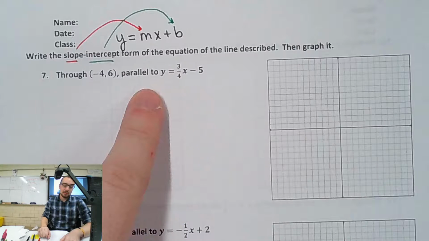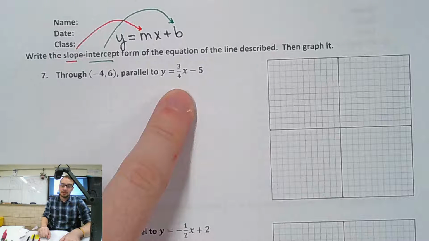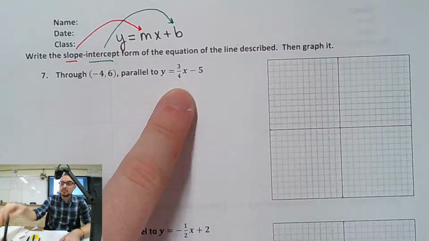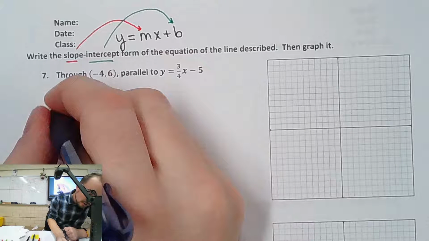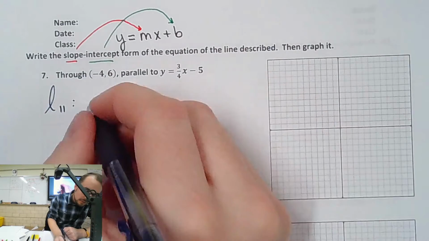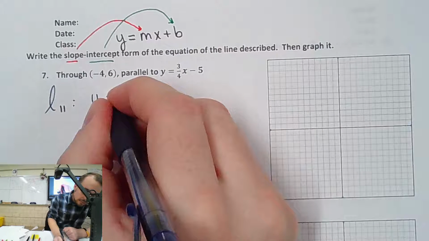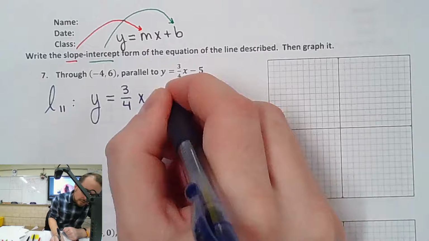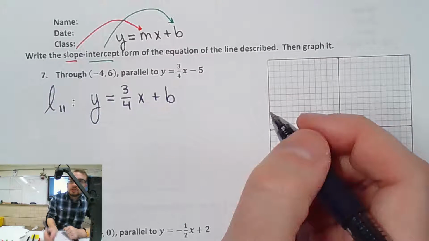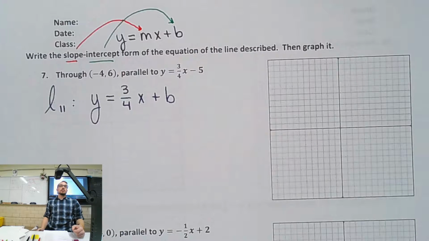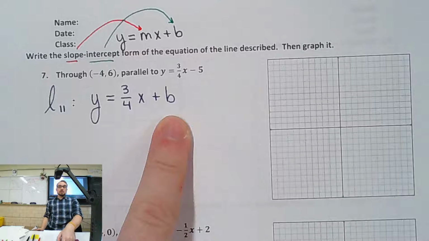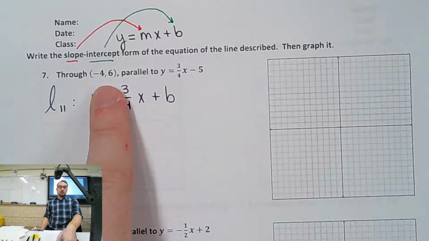We want a line that's parallel to that. If the lines are parallel, what do we know about their slopes? The slopes will be the same. So our line that's parallel to that is going to be y equals 3/4 x and some y-intercept, right? Again, for them to be parallel, the only thing we care about is slope. But we don't want it just to be parallel. We also want it to go through this point.